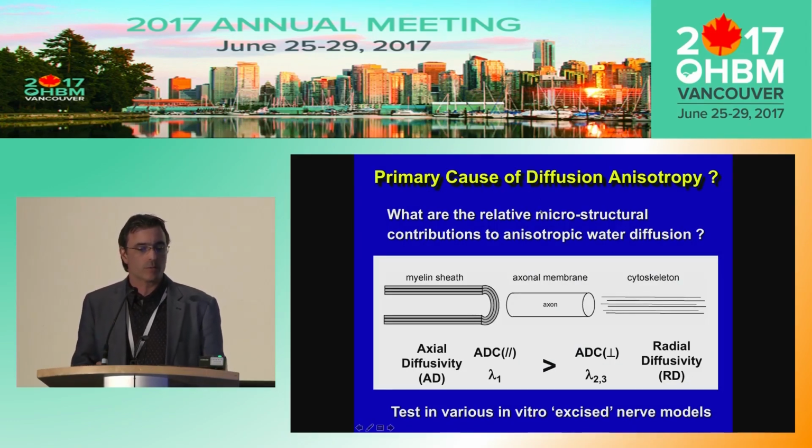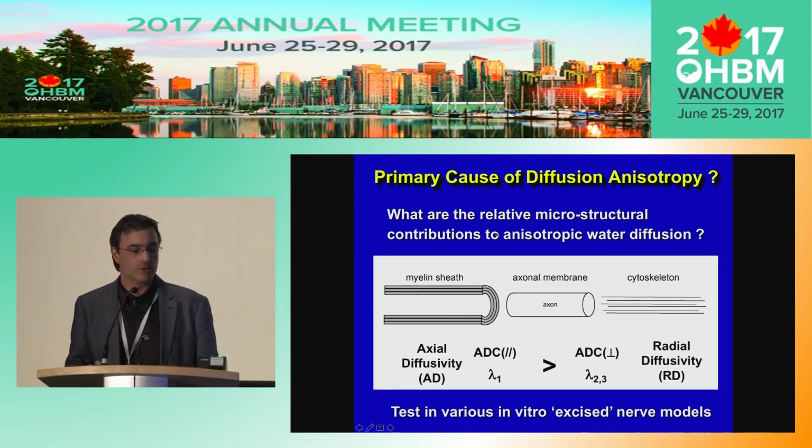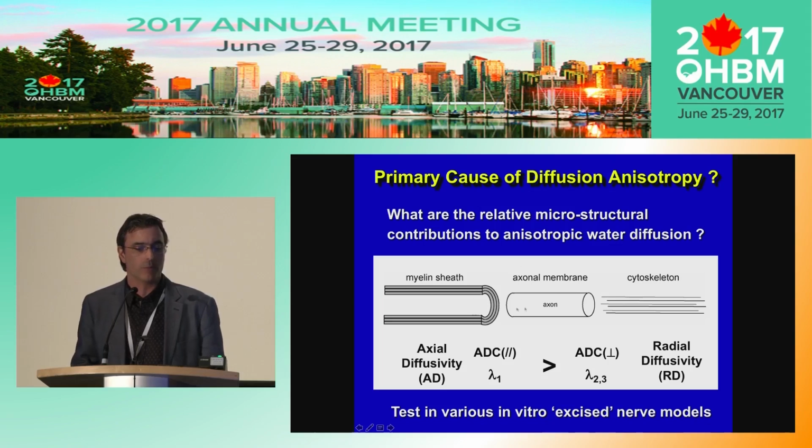And so really what I became interested in, and lots of other groups as well, is what are the relative microstructural contributions to this anisotropic water diffusion. So you have the myelin sheath, the axon membrane, the cytoskeleton, lots of things that are ordered and lengthy that could make axial diffusivity greater than radial diffusivity. And this could be evaluated in a bunch of different models.